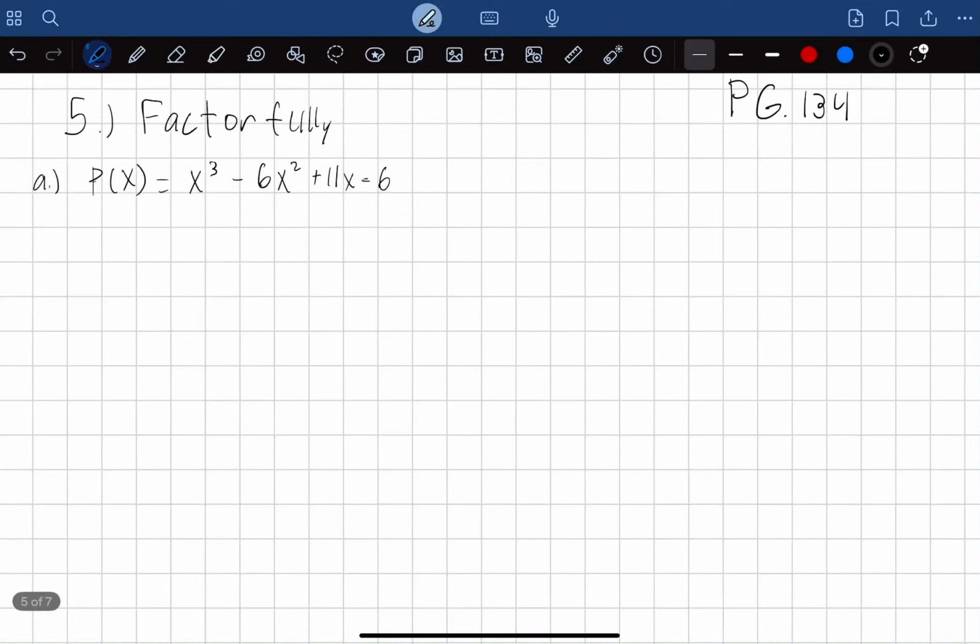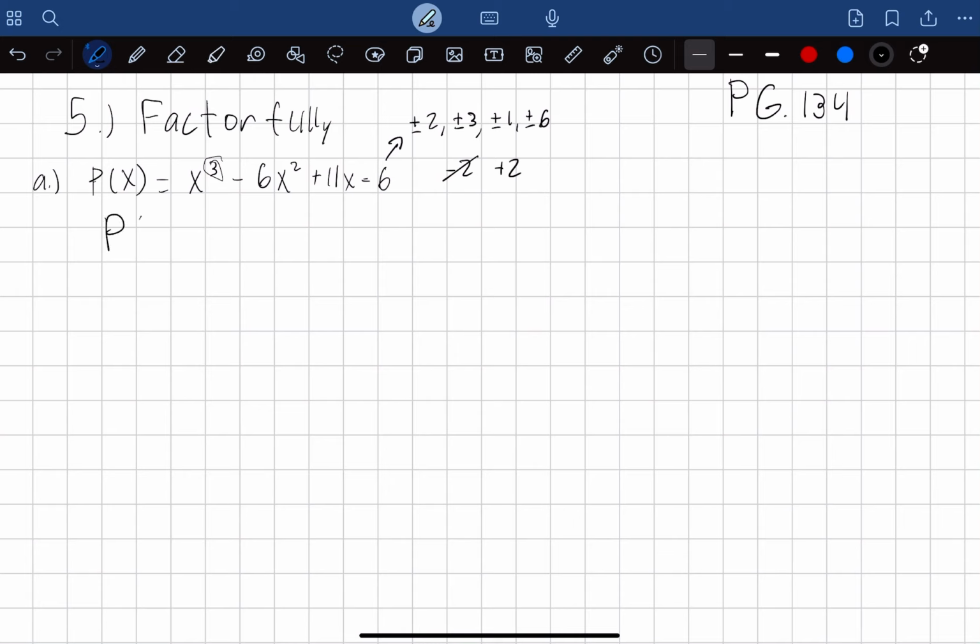Looking here at factoring a third degree function on page 134, question 5a. The first thing I'm looking at is the factors of our constant. In this case, that's plus or minus 2, plus or minus 3, plus or minus 1, and plus or minus 6. Off camera, I used negative 2, and the remainder wasn't 0, which means that negative 2 is not an answer. So to try another one, I'm now going to use positive 2.